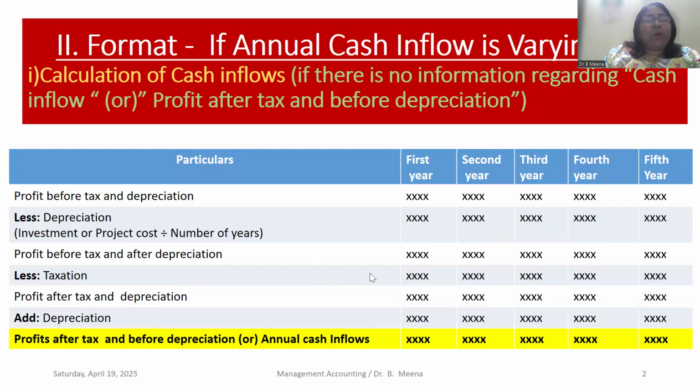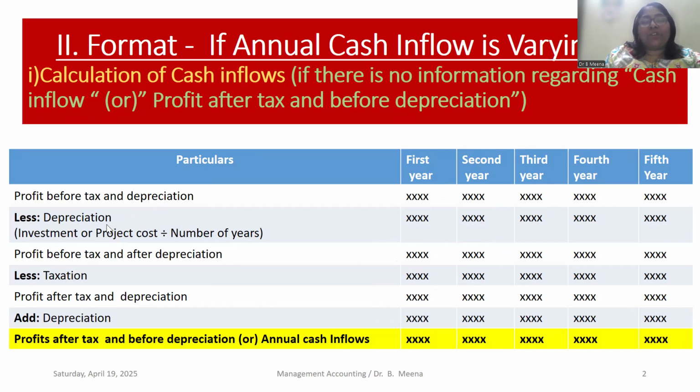And the format of knowing the cash inflow or profits after tax and before depreciation is the same. But in case the annual cash inflow is not the same for all the years, it is varying between the years, we need to work out this kind of format, how to calculate the annual cash inflows for each and every year. So the content is common. That is profit before tax and depreciation. From that, we need to deduct the depreciation.